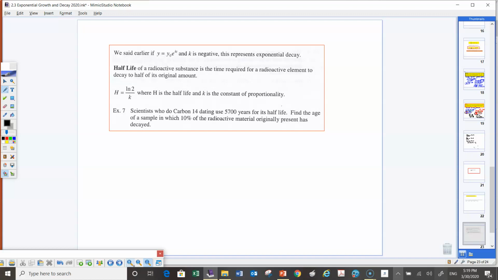Okay, so again, we know this is exponential decay, so we're going to be dealing with the formula y equals y0 e raised to the negative kt. Now the first thing we need to do is find the value of k. Well, we know the half-life right here is equal to ln 2 divided by k. So if we solve for k, k would equal ln 2 divided by the half-life, which in this case is 5,700 years. So that's my value of k.